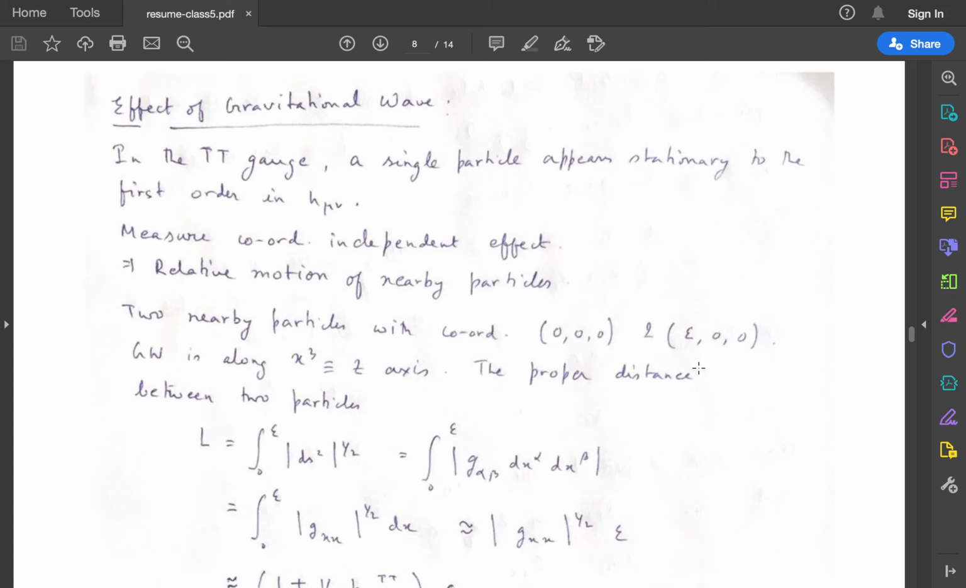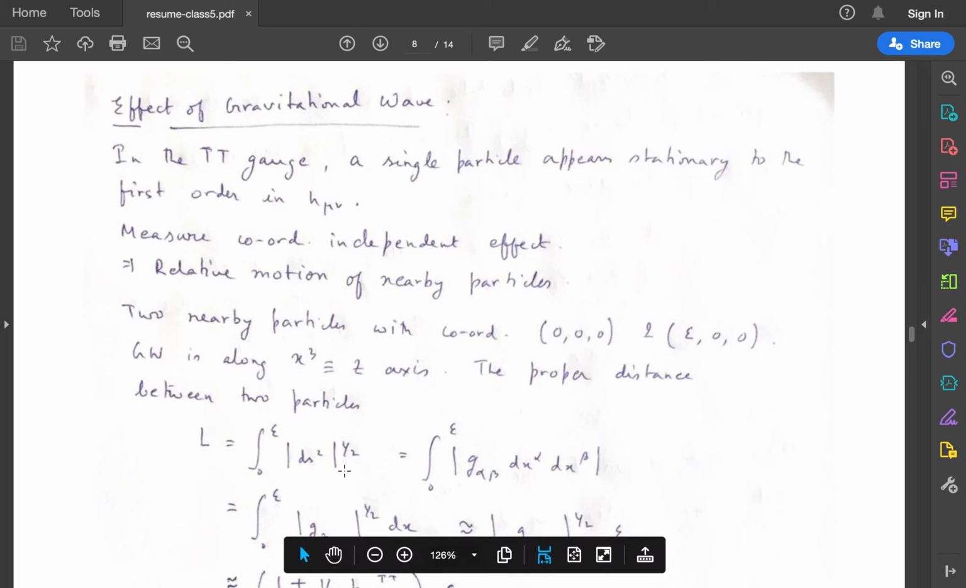Okay, so to do that, let us assume two nearby particles which have spatial coordinates 0, 0, 0 and epsilon, 0, 0. This is the x1 or x direction, and the gravitational wave is along the x3 axis, that is the z axis. Then the proper distance between the two particles is the mod of ds squared, and if I integrate it from 0 to epsilon, this will give us the proper distance between the two particles.